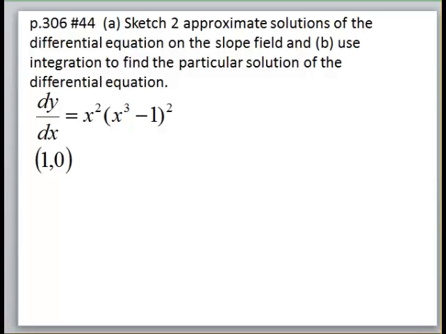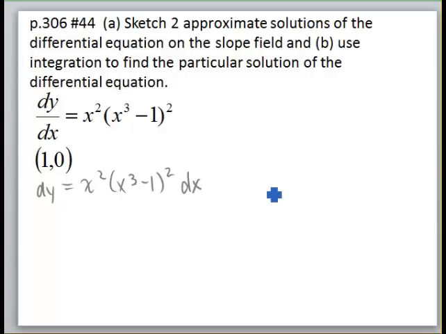Last example, it's asking me to sketch 2 approximate solutions of the differential equation, and I can actually show you that in class. We're supposed to use the slope field, and I can't create that on here, so I'm going to leave that for class. We're going to use the integration to find a particular solution of the differential equation. So in order to do that, we actually need to solve this differential equation, and it does require u substitution.